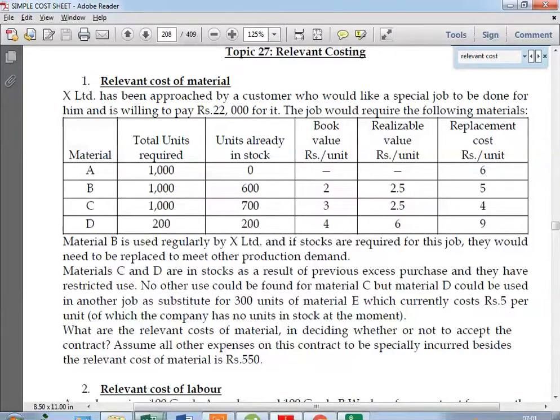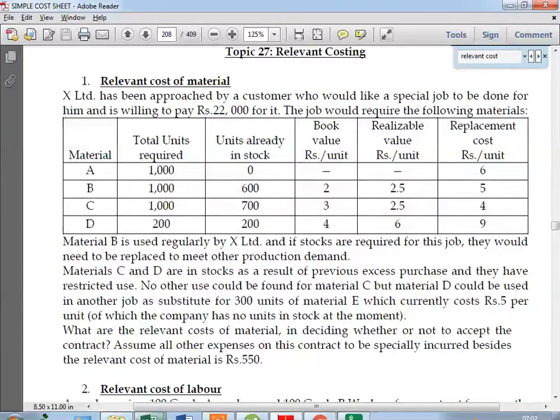What is that? Can be sold. That is the only option. So for 300 units, it's into 4. For 700 units, it's into 2.5.